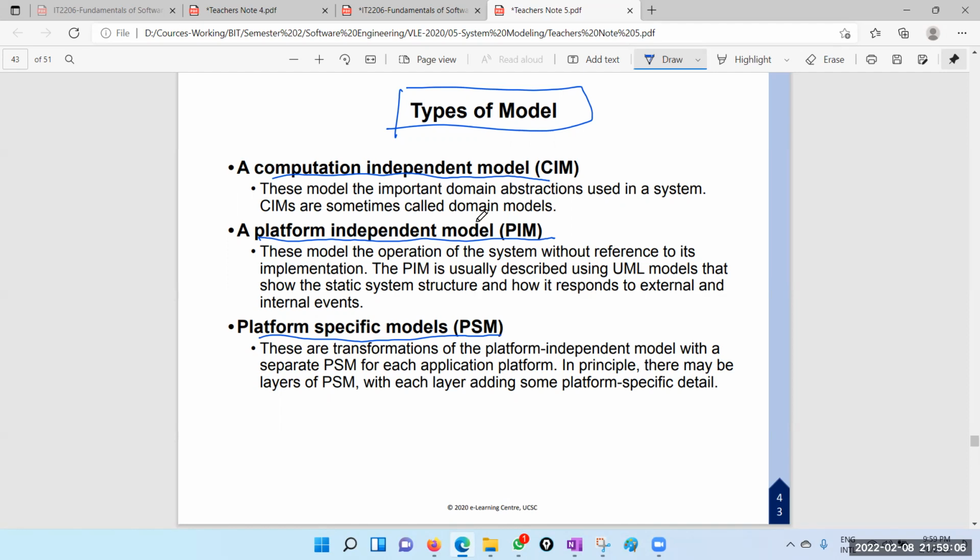So the third one is the platform specific model, where our model is targeting a particular platform, maybe Java, because Java has some concepts like Enterprise Java Beans. There you have the session beans, entities, etc. Right? So then it's a platform specific model. Maybe it's specific to Java or specific to C#. So those are called platform specific models.